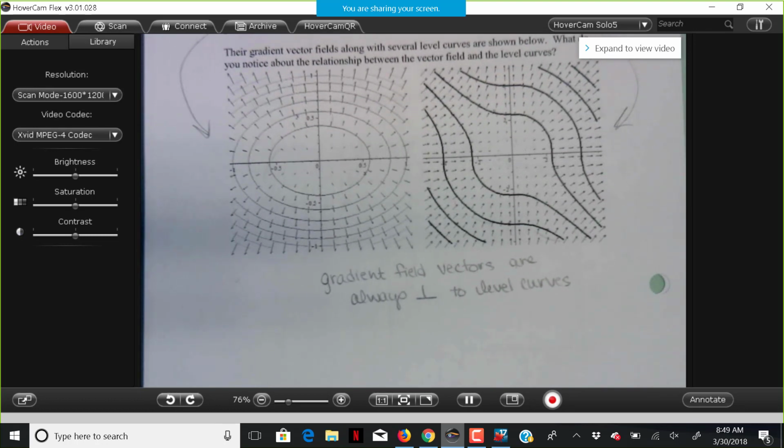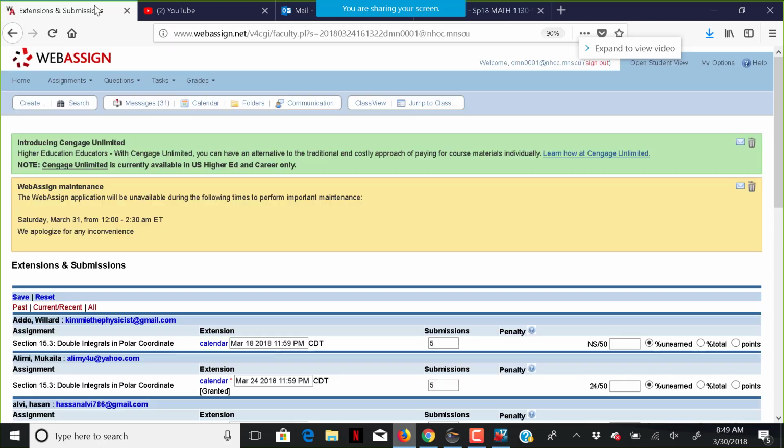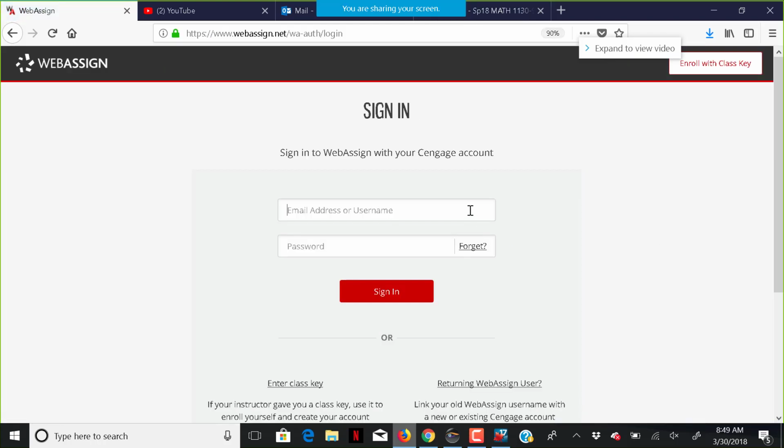All right, and I was just going to see if there's anything. I think the WebAssign, I think a lot of the 16.1 is matching.